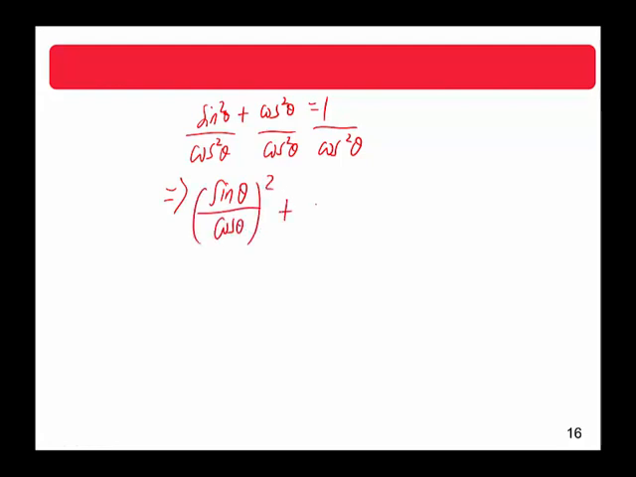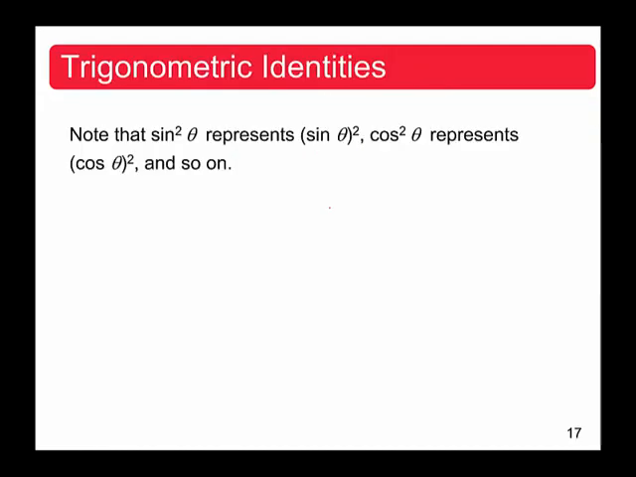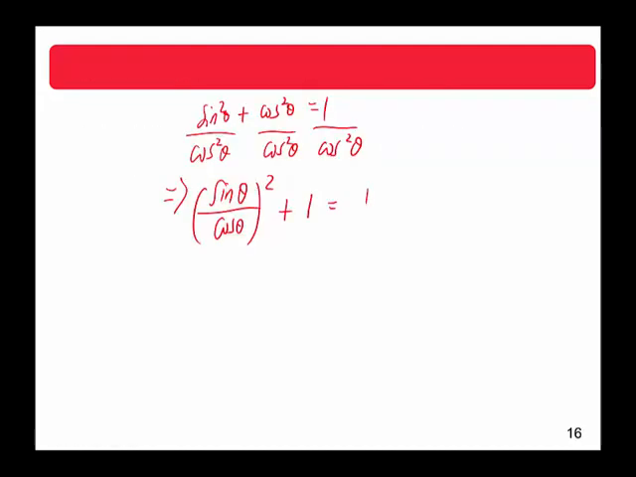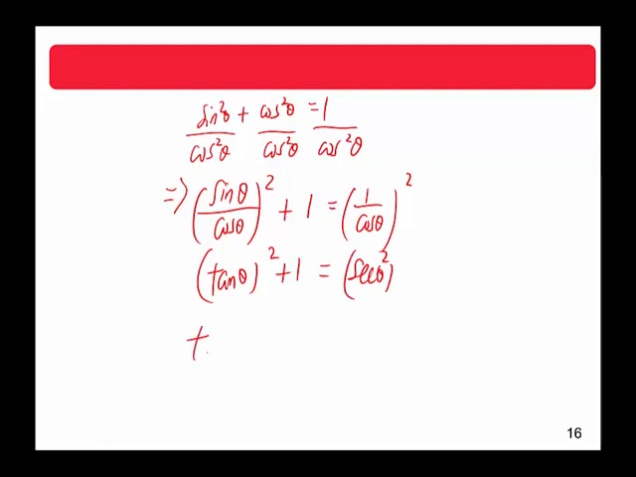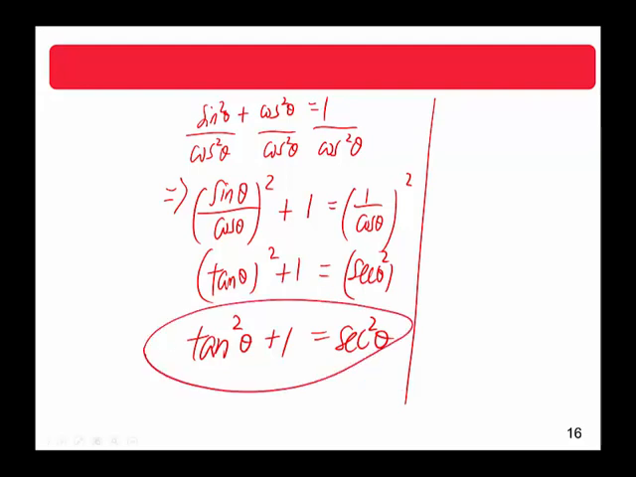So cosine theta squared over cosine theta squared becomes 1. And the other one you can rearrange as 1 over cosine theta, parentheses squared. Sine theta over cosine theta, that's tangent theta. Square that, plus 1 equal to 1 over cosine, which is secant theta, and square that. So now you end up with tangent theta squared plus 1 equal to secant theta squared. So that's the second Pythagorean identity.